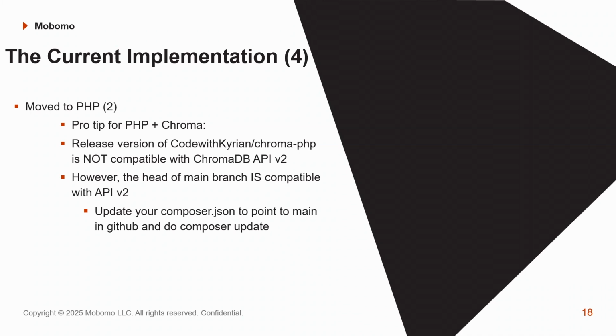pro tip for PHP and Chroma: the current version of CodeWithKyrian/chromadb-php is not compatible with the latest ChromaDB API. However, if you pull main, there it is, and it's one file. It's one file, very cool implementation. So kudos to Kyrian for coding that way. So you'll have to update your composer to point to main in GitHub and pull that down. And then you'll have a V2 API compatible version of the PHP ChromaDB library.